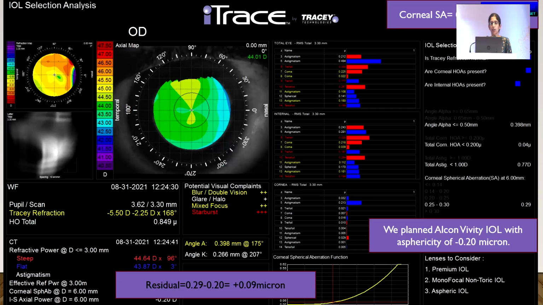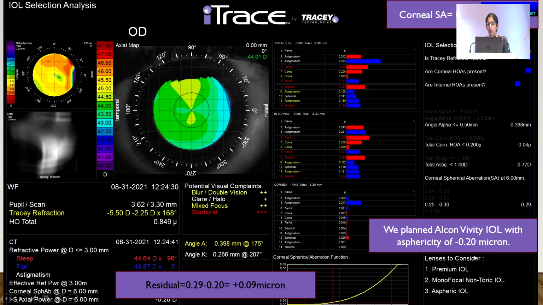So coming to the very important map which the EyeTrace shows us is the IOL selection analysis. Whenever we have to plan for a multifocal IOL, we have to keep 2 things in mind. First is the angle alpha, and second is the total corneal higher order aberration. So this is the comprehensive map which the EyeTrace tells us, that is the IOL selection analysis. And on the right side of this map, there's a checklist. It tells us whether corneal higher order aberrations are present, whether internal higher order aberrations are present, and at the end, it tells us which lens should be considered.